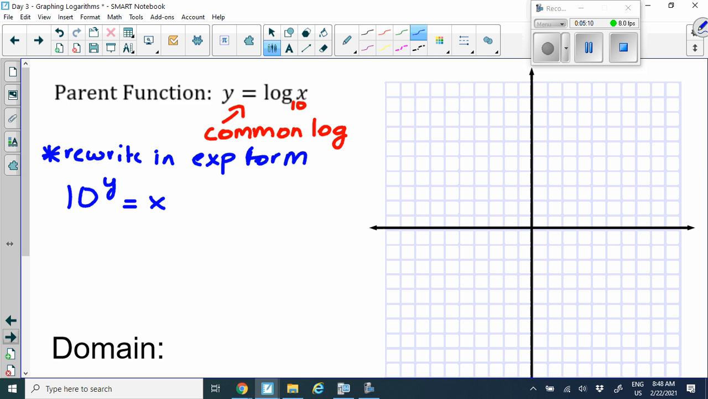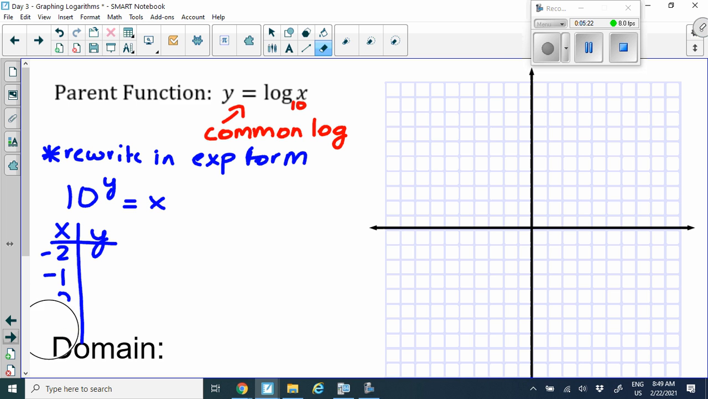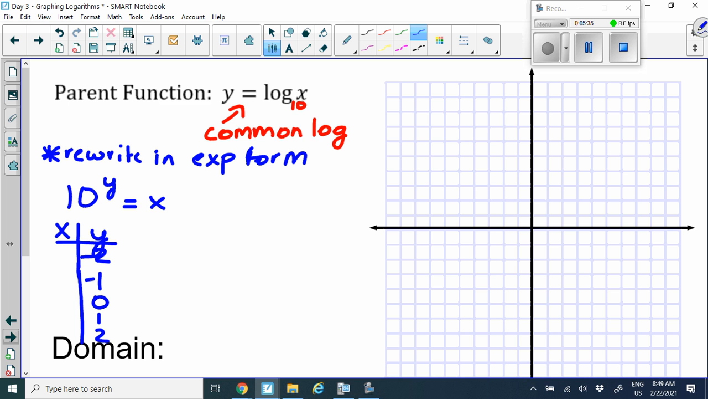Okay, now from here, just like when we graphed exponentials, I'm going to use the same 5 points: -2, -1, 0, 1, and 2, and plug them in. But instead of putting them in for x, if we plug those in for x we would have to solve for y. That's kind of difficult, right? So instead of plugging those 5 values in for x, we're actually going to plug into y here.